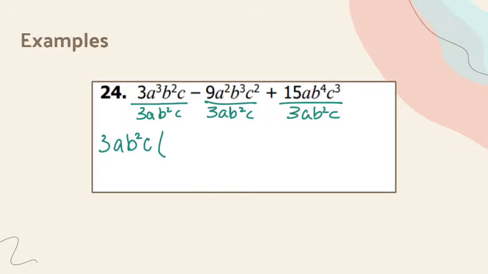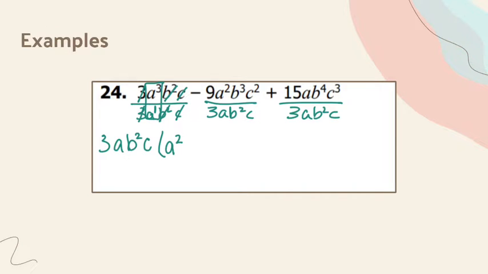But when we look at the first term, 3 over 3 is just 1, so those cancel. And b squared over b squared is just 1. C over c is just 1. So the only thing we have left is a cubed over a. And we subtract these. This is a to the first, so 3 minus 1 is 2. So a squared is our first term.